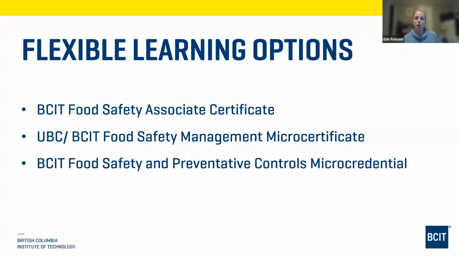And then we also have 2 smaller micro certificates and micro credentials. So we currently have a joint UBC BCIT food safety management micro certificate, and that is a 4-course micro certificate. So once again, if you already have a food science background, food technology background, or are coming from the food industry, you would need to have that experience in order to enter into this program, but it's a 4-course program strengthening your food safety knowledge. And so for that particular program, if you're wanting to apply for it, you're going to have to apply through the UBC website. And then BCIT is offering one of those courses in that micro certificate.